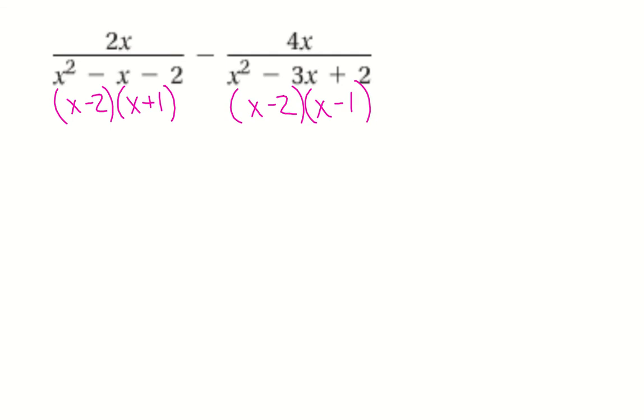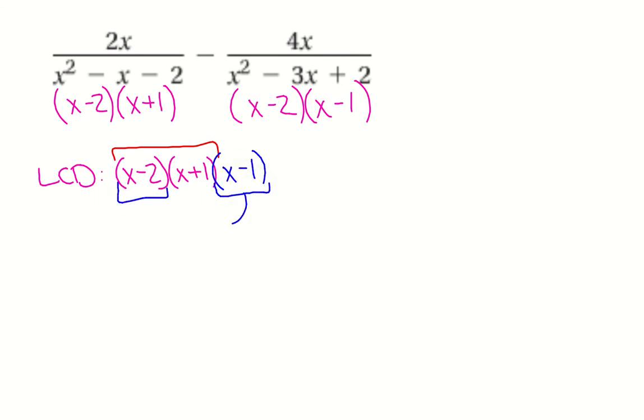So if I'm looking for my least common denominator, I know that I would need at least a factor of x minus 2 and a factor of x plus 1 just to cover the first fraction. Then if I look at the second denominator, I need x minus 2 and x minus 1. I have the x minus 2, but I would need the factor of x minus 1 so that the x minus 2 and x minus 1 collectively will make the second fraction covered.